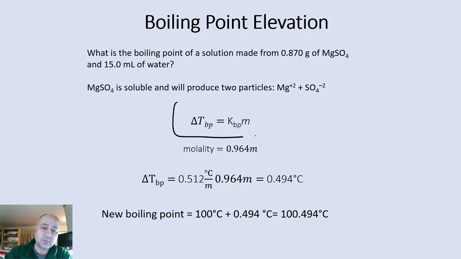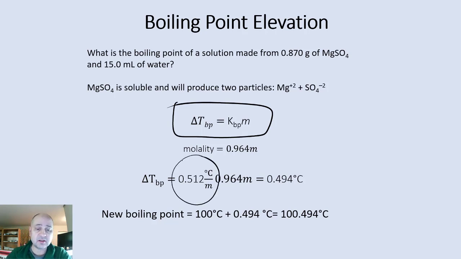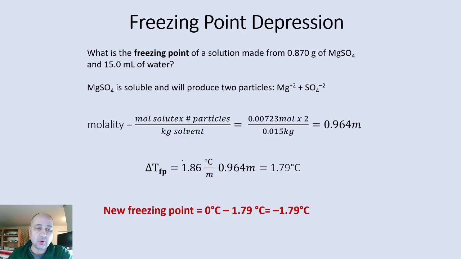We use this formula to calculate the change in boiling temperature, and the only thing we're going to change now is calculate the freezing point, and so for that we need a different constant. This is the constant for boiling point elevation. The degrees that the boiling temperature goes up by is 0.512 degrees per mole. For freezing point, that is 1.86 degrees per mole.